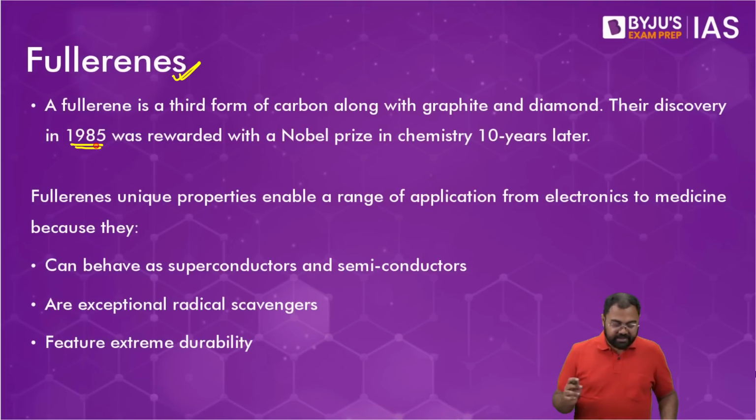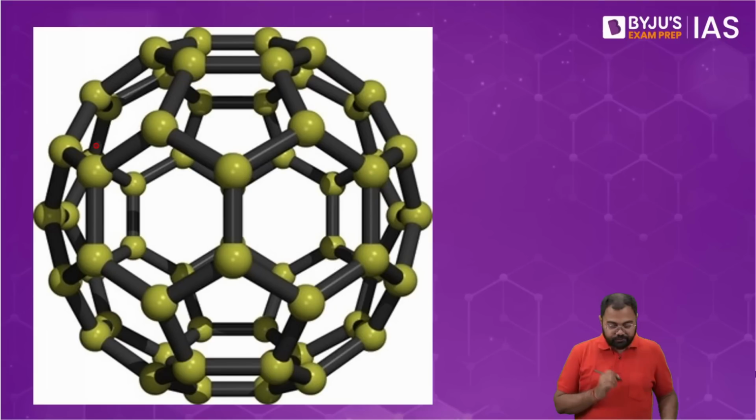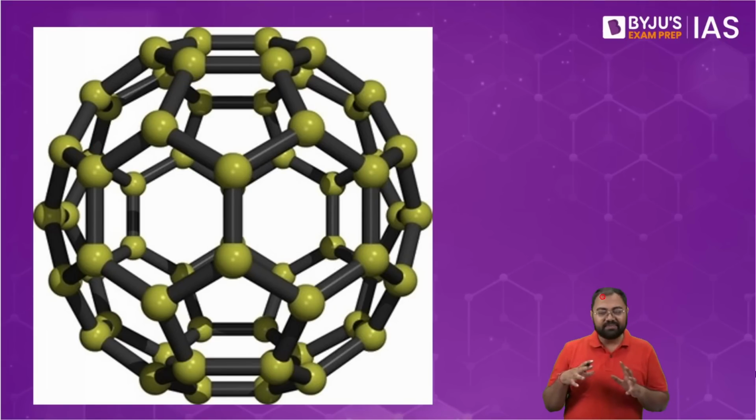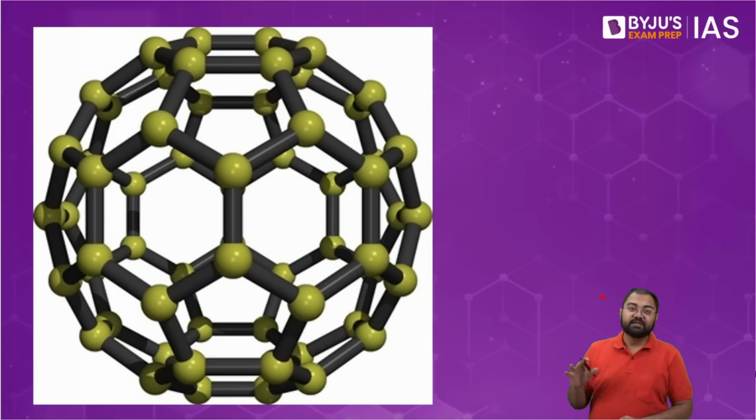Now, when it comes to fullerenes, the discovery of fullerene was very crucial because this was the first time that we even observed something like this. So the picture that you see right here on the screen, this football like structure, is the structure of Buckminster fullerene.